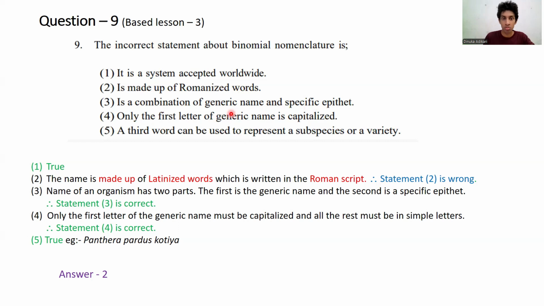5. A third word can be used to represent a subspecies or a variety. Yes, for example, we can take Panthera pardus cotia. So the word cotia is used to represent a subspecies. Therefore, as they are asking for the incorrect statement, it is number 2. Therefore, the correct answer is 2.